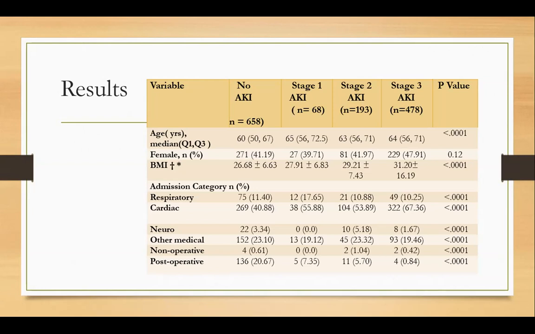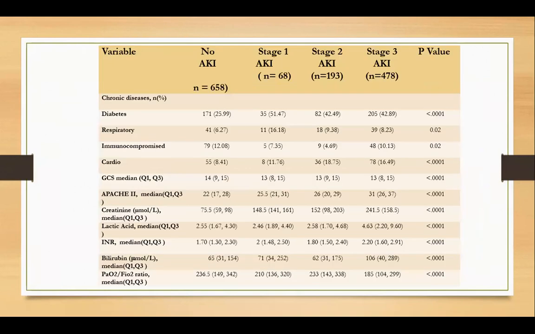Most of our patients were male. For the body mass index, it was higher in the stage 3 AKI group. We had different admission categories. Most of our patients were admitted under cardiac. The most common chronic disease associated with AKI in our group was diabetes, and it is correlated with or increases the risk of AKI. And also we have other chronic diseases, but the most common was diabetes.